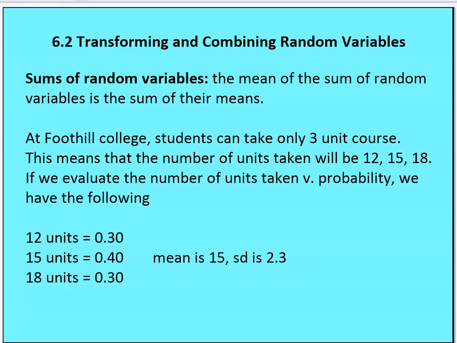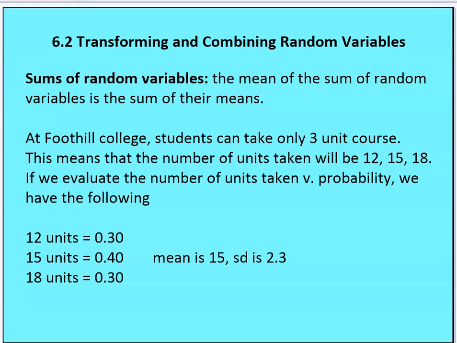All right, so now we have Foothill College and De Anza College. We're adding random variables together. So sums of random variables: the mean of the sum of the random variables is a sum of their means. At Foothill College, students can take only 3 unit courses. This means the number of units taken will be 12, 15, 18. If we evaluate the number of units taken versus probability, we have the following: 30% 12, 40% 15, and 30% 18, where the mean is 15 and the standard deviation is 2.3.